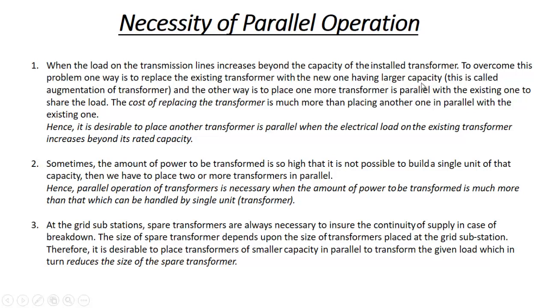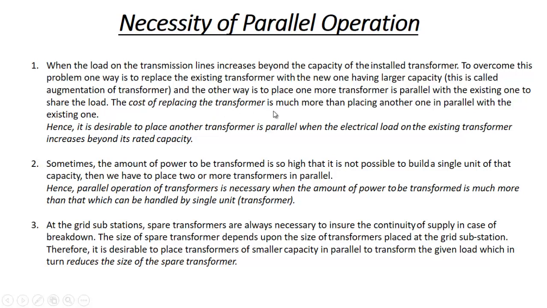For example, we have a 250 kVA transformer. Now the load has increased to, let's say, 300. We replace it by a 300 kVA transformer. This is called augmentation of the transformer. The other way is to place one more transformer in parallel with the existing one to share the load. So we keep the first transformer and bring in another transformer, let us say of the same kVA rating, and put it in parallel with the existing transformer to share the load.